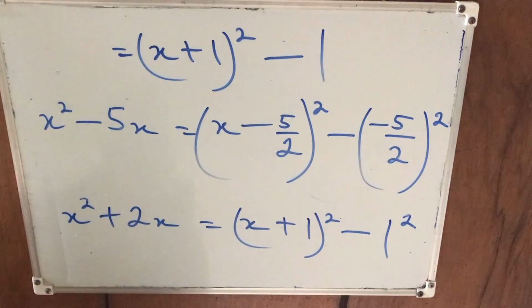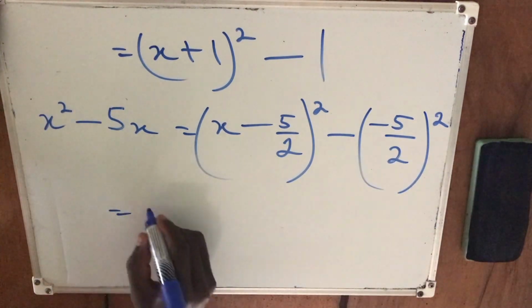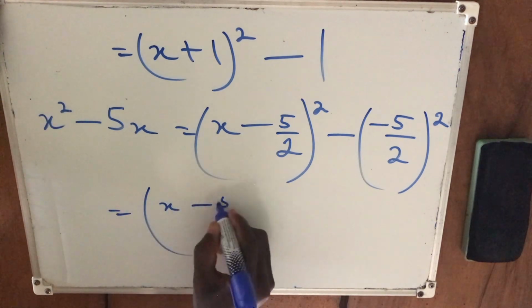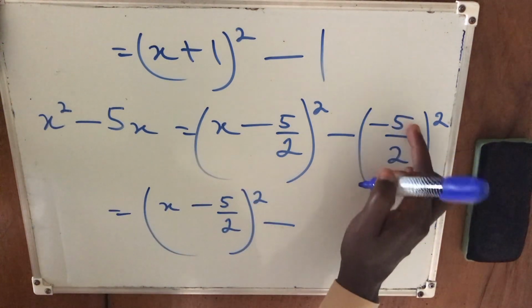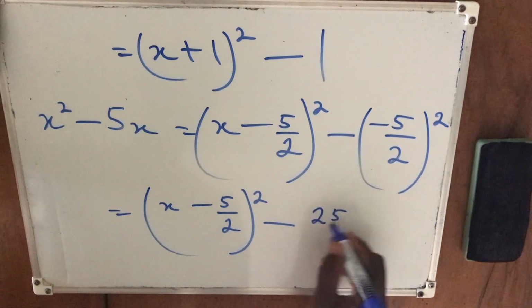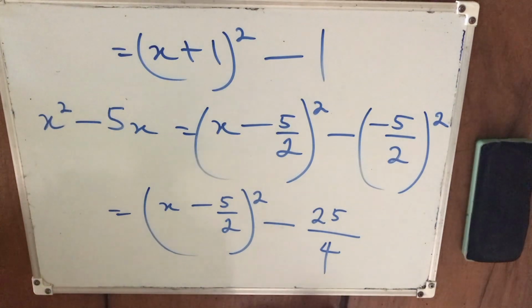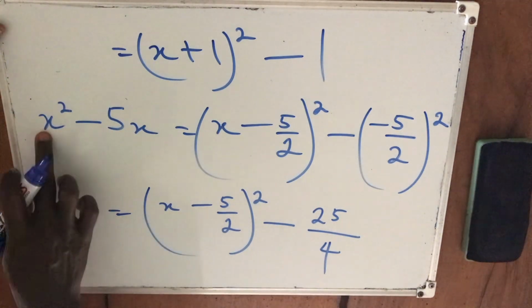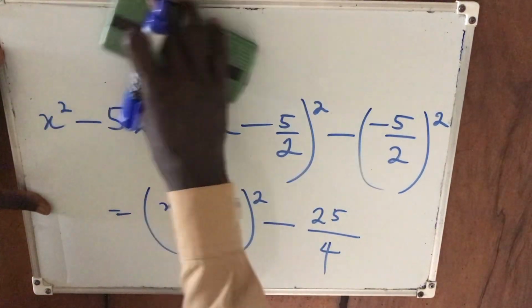And what does that become? Minus the square of half the coefficient of x. And that simply means x minus 5 over 2 all square minus the square of minus 5 is 25, and the square of 2 is 4. And that's the complete form of the quadratic expression x squared minus 5x. Now let's take another example.